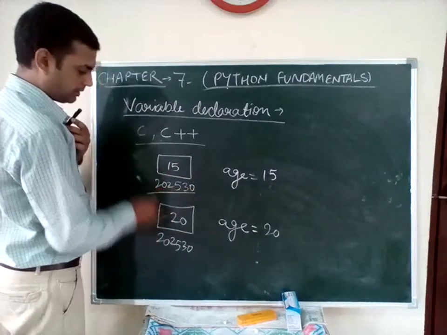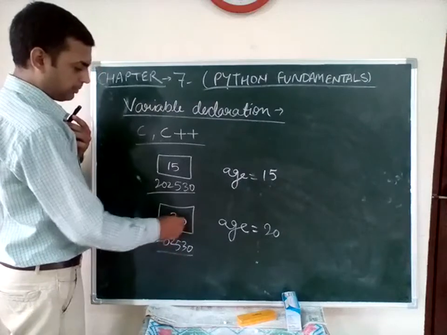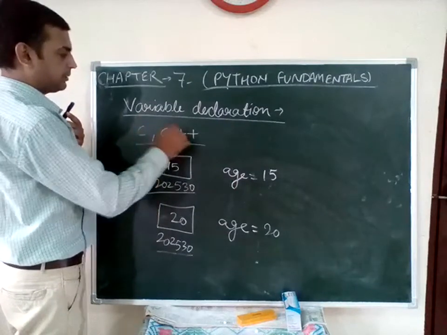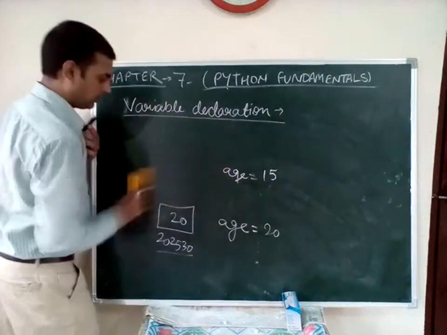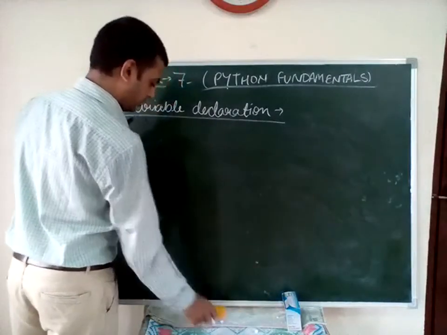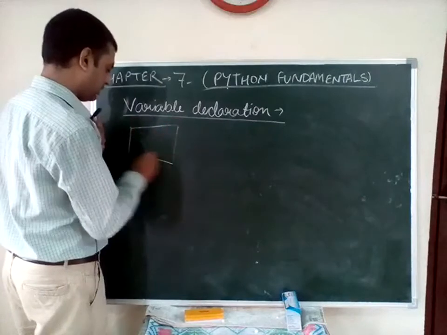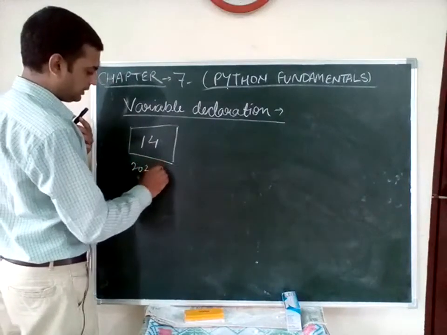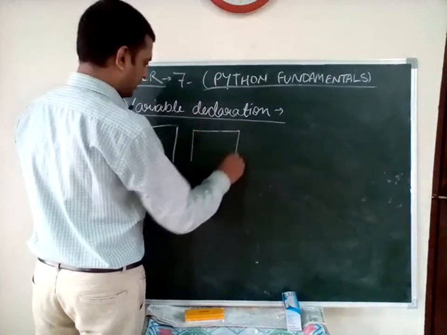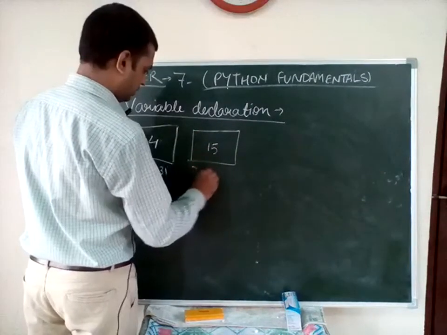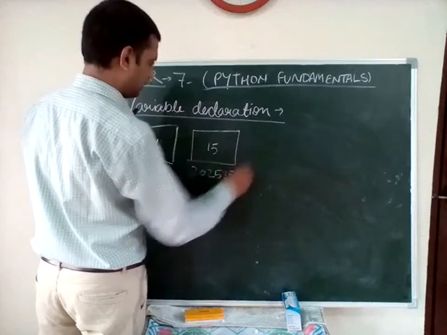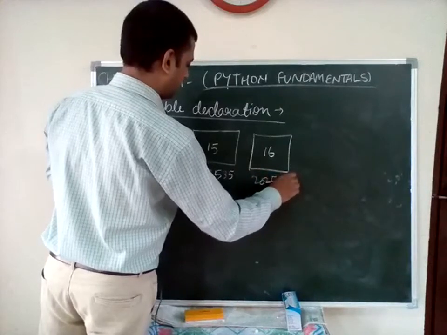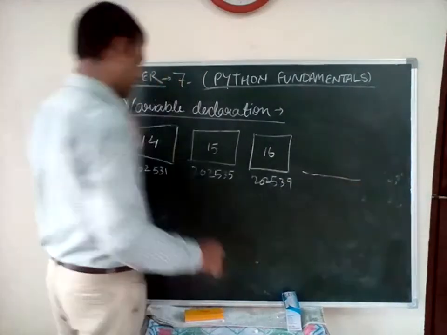Means you can see this memory location, both the memory locations will be updated in two different declarations. This is done in C and C++. But if we talk about Python, then Python is doing the same work differently. For example, this is 14 and its memory location is 202531, any memory location it is. Second is 15, 202535. If the third number is 16, 202539. Like this it is going on.